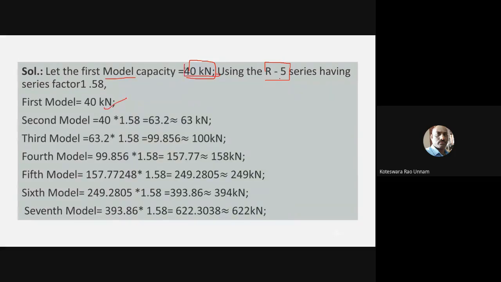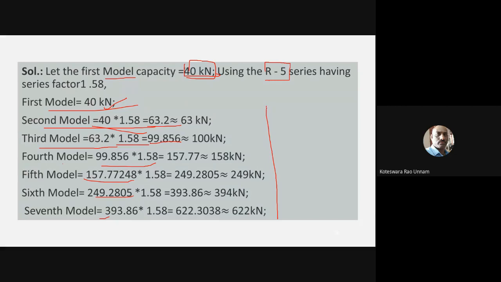Then, if he chooses the R5 series, then for 7 models, how can he choose? First one is 40. Then the second one is 40 into 1.58. Then the third one is 63.2 into 1.58. Then the fourth model is going to be 99.856 into 1.58. So fifth, sixth, and then seventh. So like this, you can construct it.